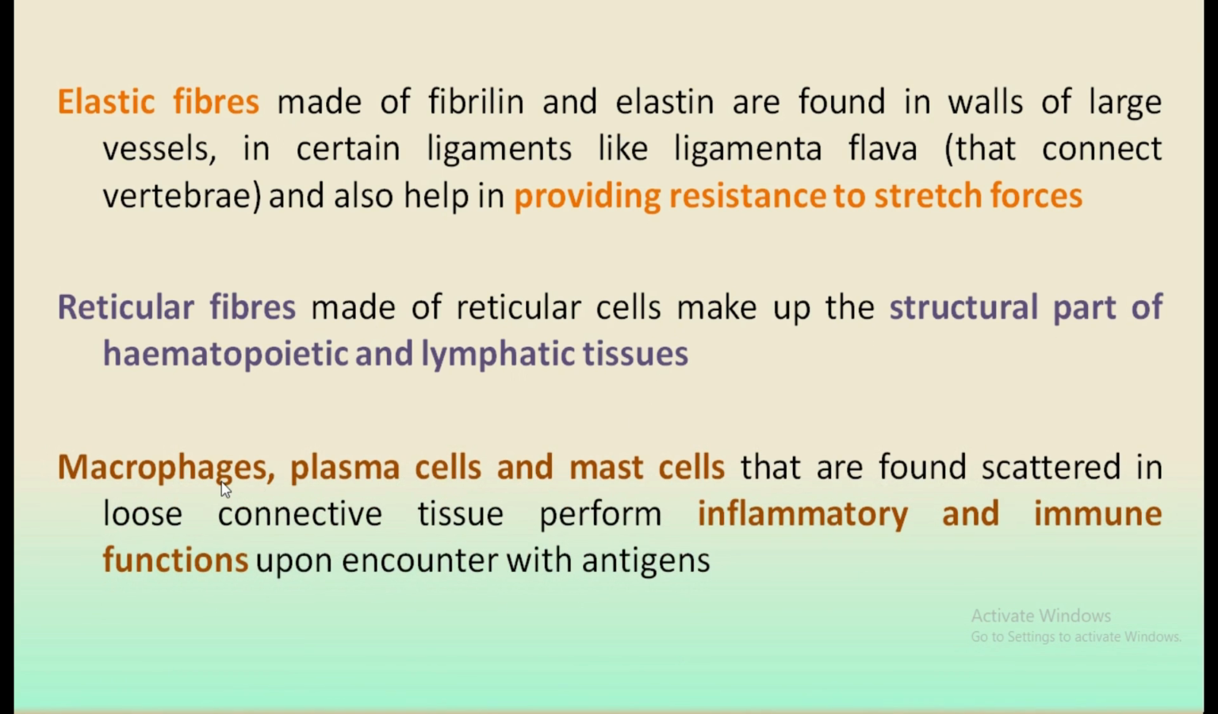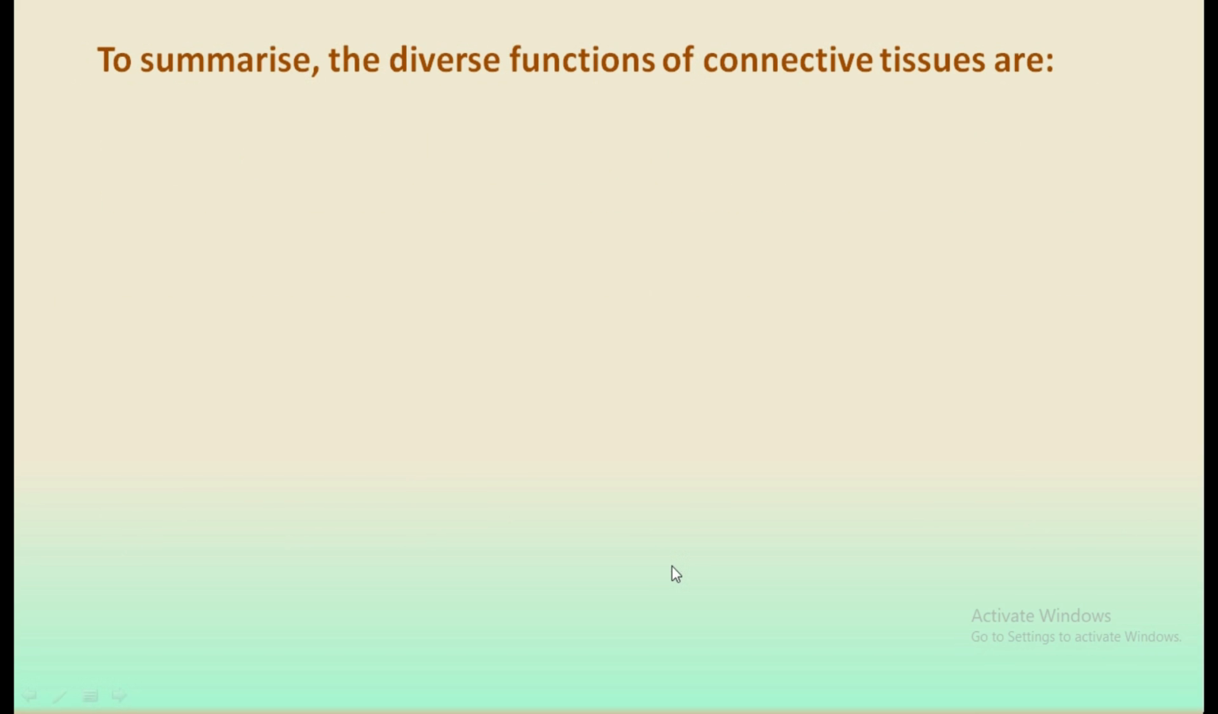And the different cells present in the connective tissue, for example macrophages, plasma cells and mast cells, perform very important inflammatory and immune functions when they encounter antigens.